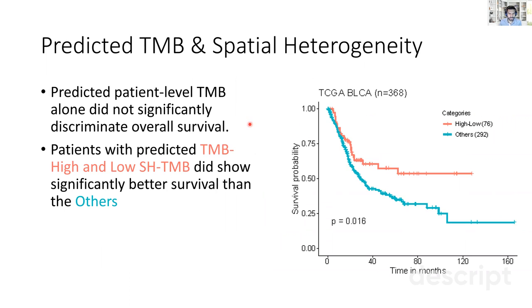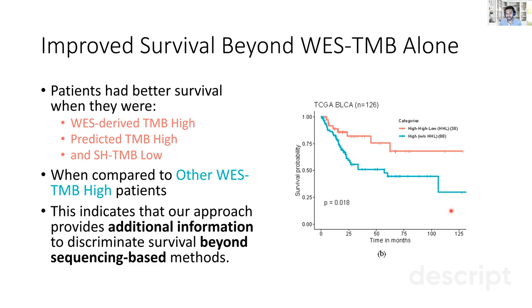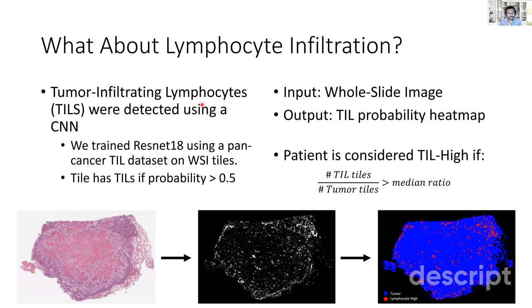We tried to see if patient level tumor mutation burden alone was able to discriminate survival, but that wasn't the case. But once we combined TMB prediction with spatial heterogeneity, we were able to see a significant difference in survival. Beyond that, we took a subset of patients from TCGA that were known to have high TMB based on sequencing data. And we observed that our predicted TMB high patients with low heterogeneity had a significantly increased survival over the rest.